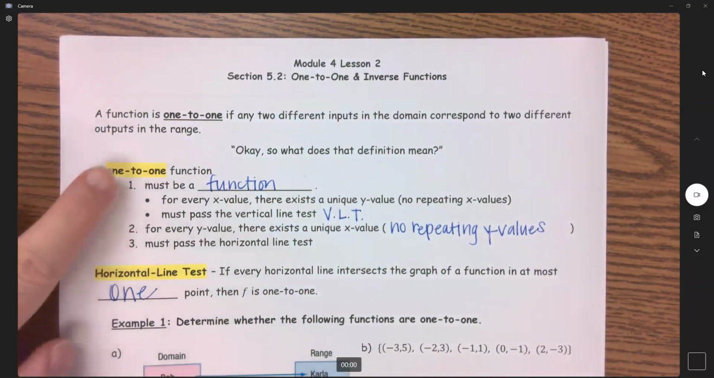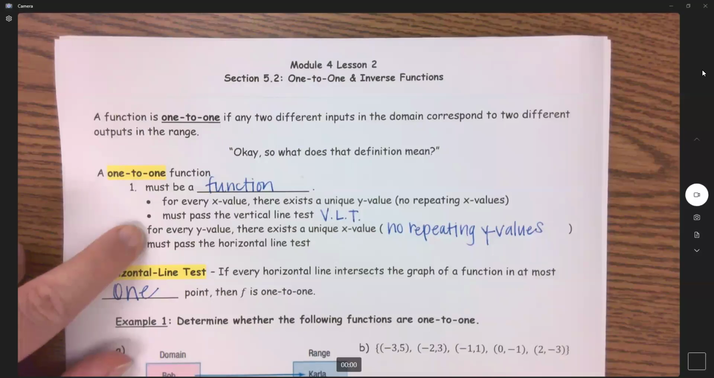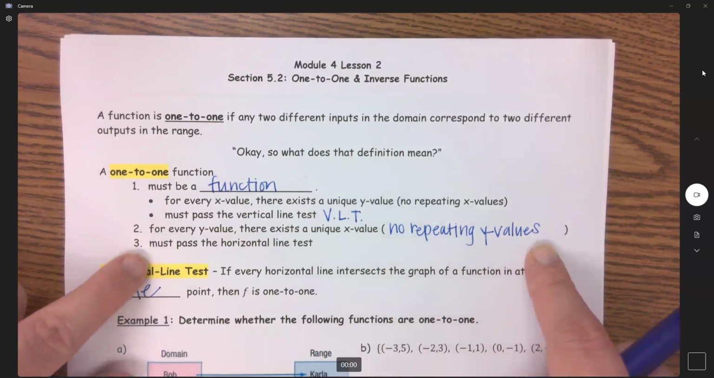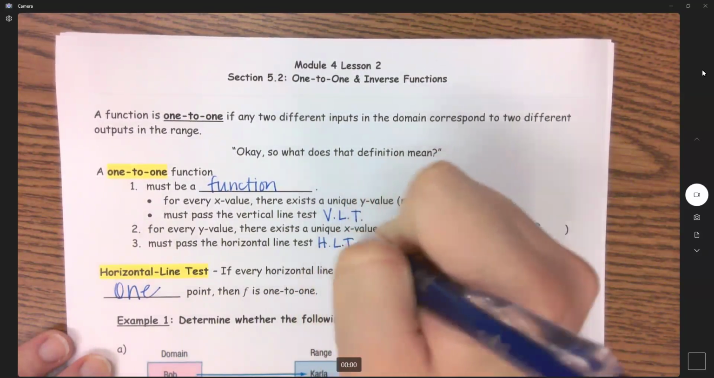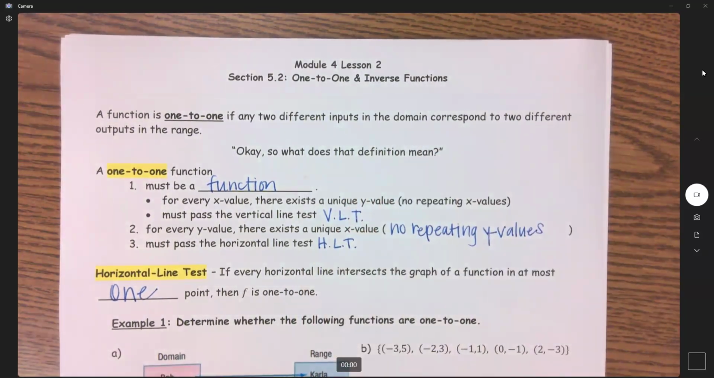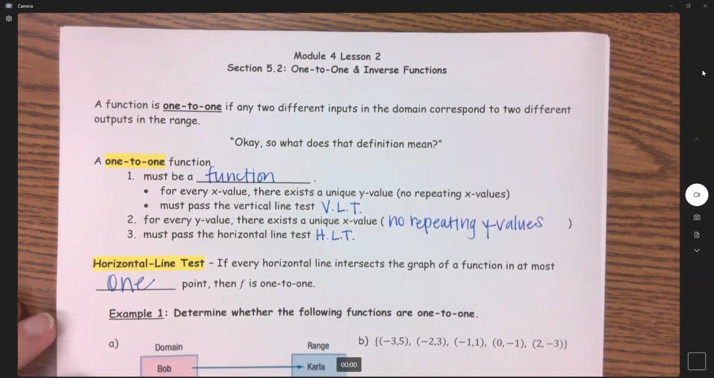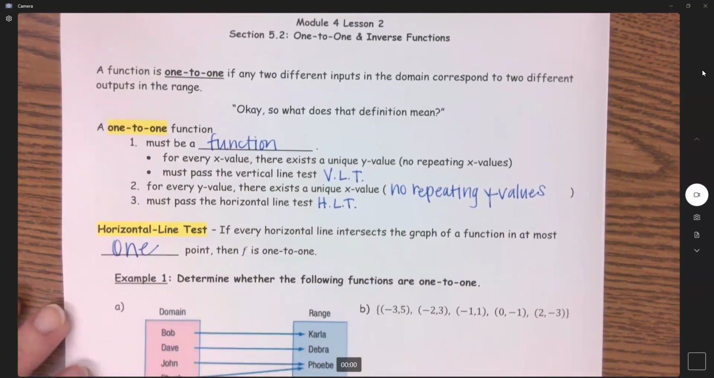So now that we have established it's a function, what a function means, for every y value, now there exists a unique x value. So now we can have no repeating y values as well. So nothing can repeat. And it must pass the horizontal line test, or the HLT. So what is the horizontal line test? Very similar to the vertical. If every horizontal line intersects the graph of a function in at most one point, then the function is one-to-one.